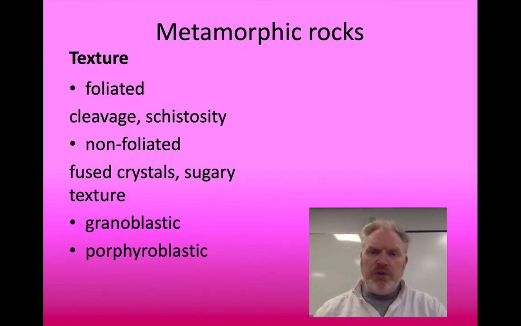There are some terms that we use to describe then the relative size of any crystals in the metamorphic rock. We could describe it as granoblastic, where all the crystals are about the same size. Or we could describe it as porphyroblastic, a bit like porphyritic, I suppose, where you have some larger crystals surrounded by finer crystals.